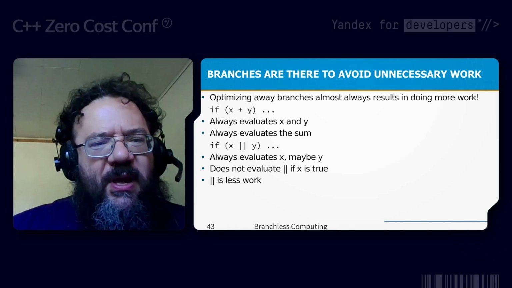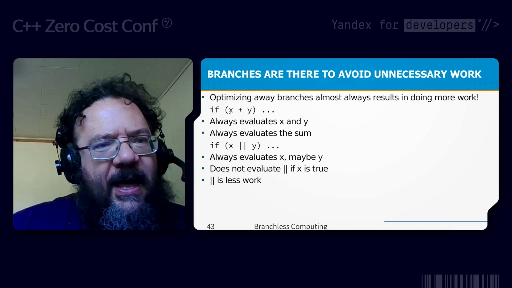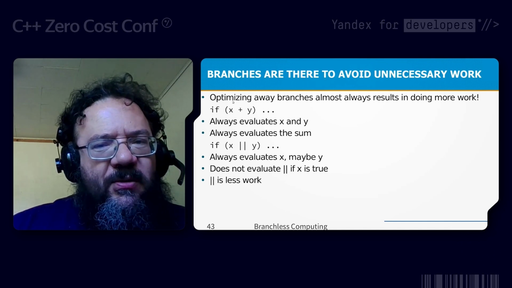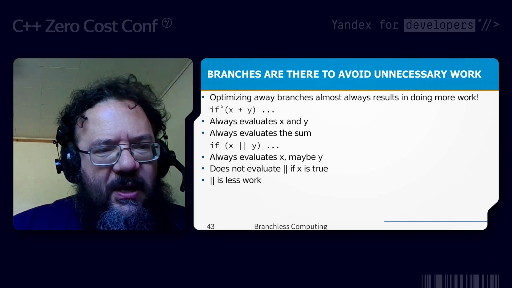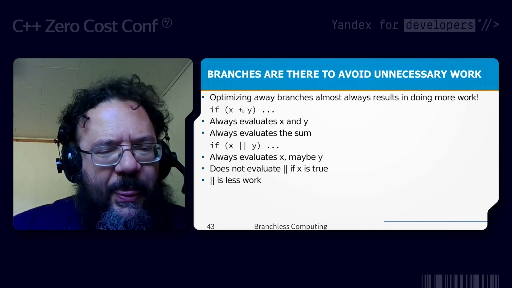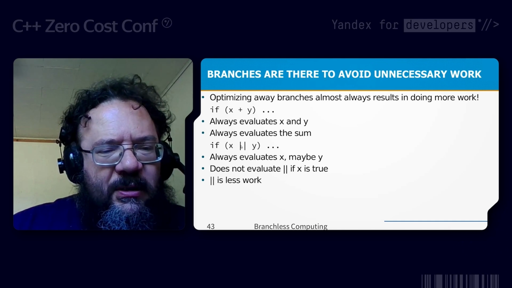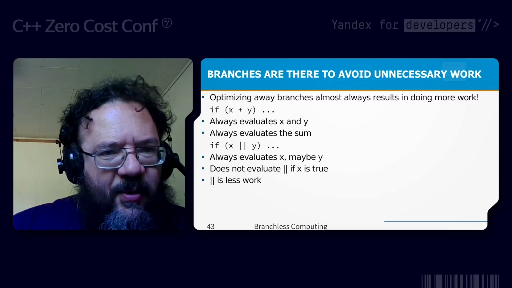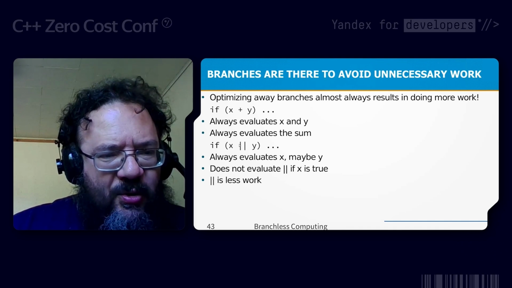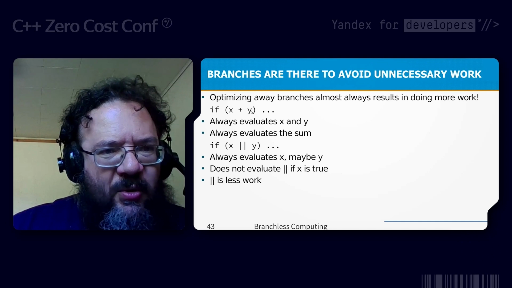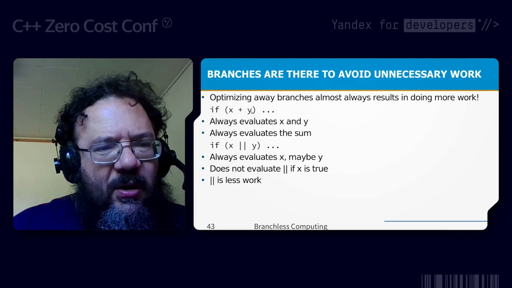Note the general trend about this kind of optimizations. Any optimization of branches almost always results in doing more work. So if you write x plus y, it always evaluates x and y and the sum. If you write x or y, it always evaluates x, sometimes evaluates y, and it wouldn't evaluate the or if x was true. So Boolean expressions are less work. The branchless expressions, we removed one branch here. So there were two branches. We cut it down to one branch, so it's fewer branches. Always more work.